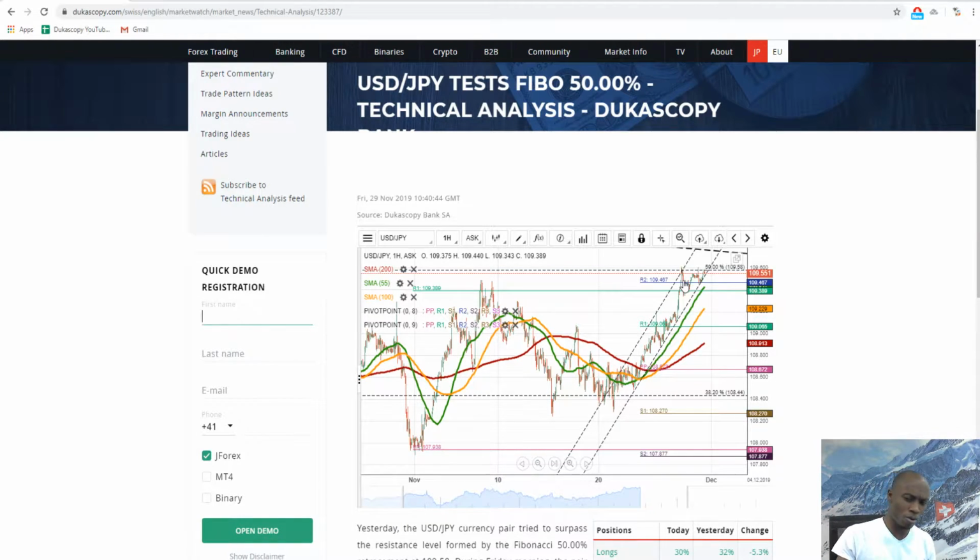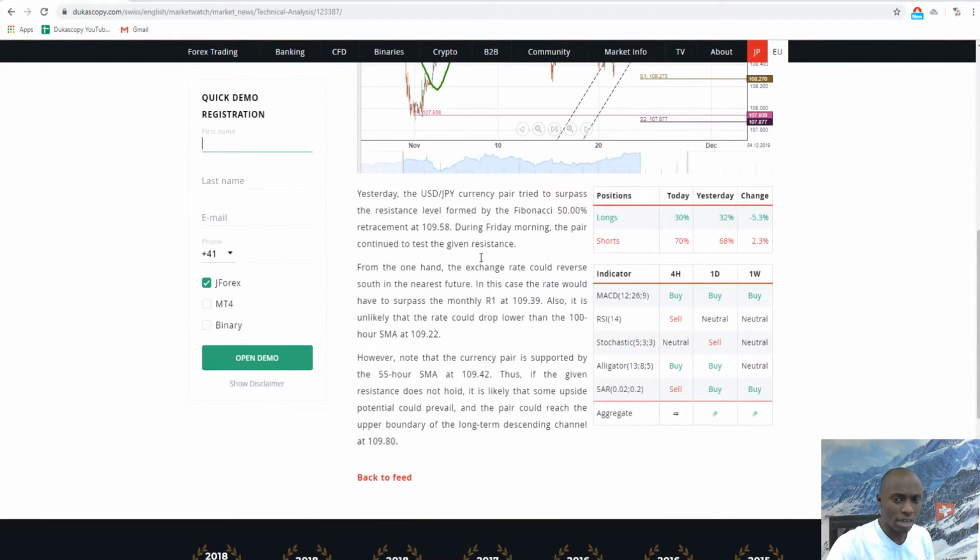So what you can do, it tested that region. There's a tendency that it might go downward. Then you can read the text. You can see it's kind of two case scenarios. From one hand, she said what will happen, and that is exactly what I was saying before I even read the text. Because when it tests the Fibonacci retracement, if that resistance level or the support level holds, then there's going to be an opposite reaction.